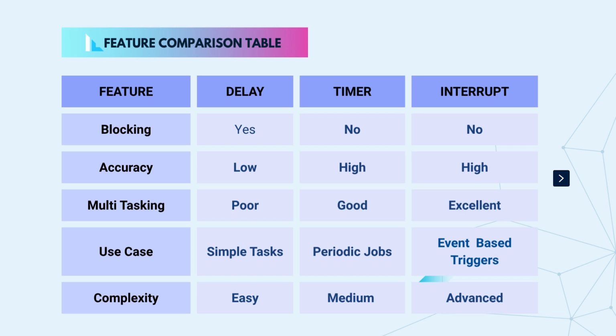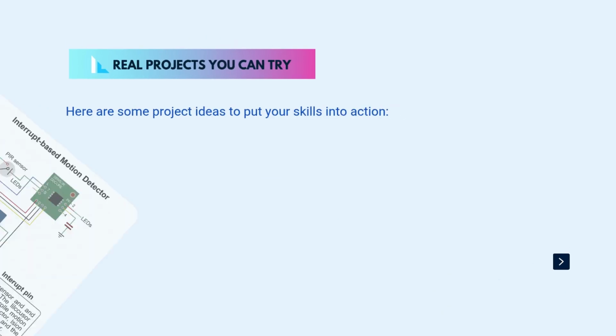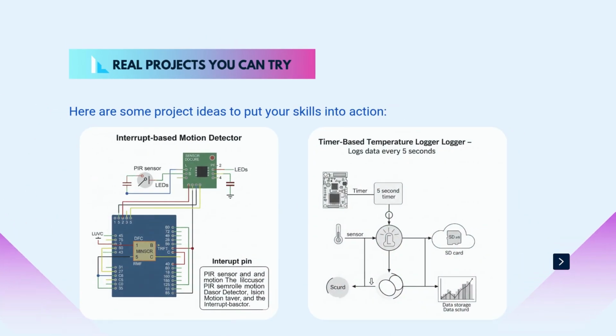So here's the big takeaway. Use delays when you're learning. Use timers for efficiency. Use interrupts when you need speed, responsiveness, and precision. Understanding how and when to use each of these gives you a strong foundation for designing smart, real-time, and reliable embedded systems. Now that you understand how delays, timers, and interrupts work, here are some project ideas to put your skills into action.